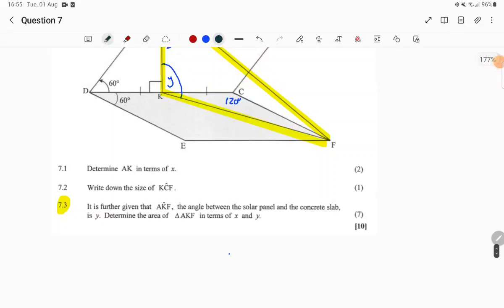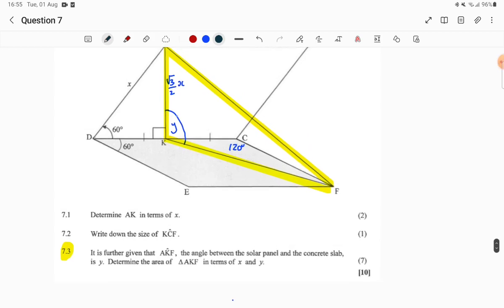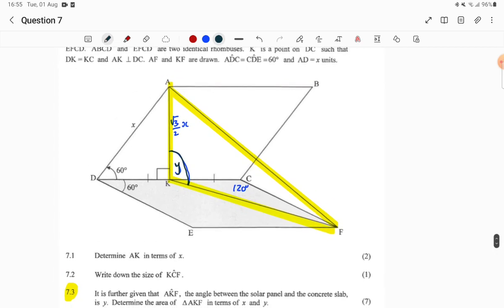Question 7.3. It is further given that angle AKF, the angle between the solar panel and this concrete slab, is y. So there we've got a y here, that's AKF. Determine the area of triangle AKF in terms of x and y. So the triangle we are working on is AKF, which is the one highlighted in yellow.